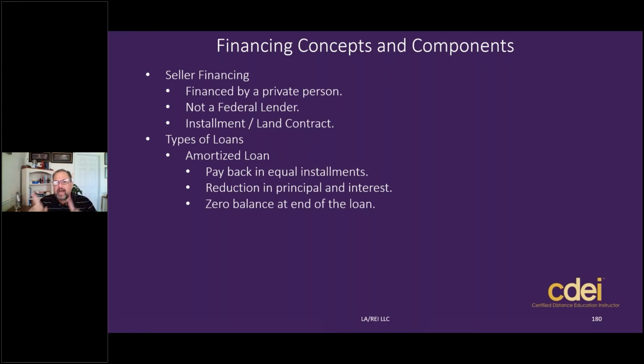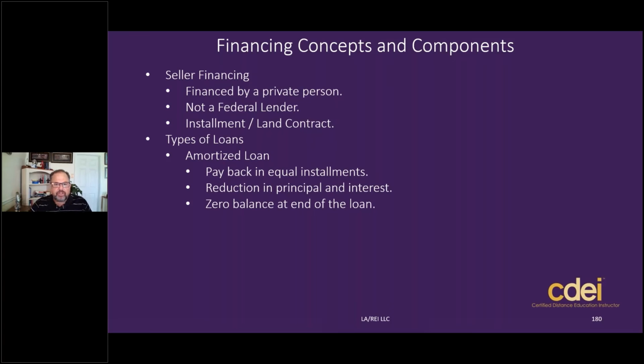So amortize means to pay back. Equal installments. Remember, the payment of principal and interest is going to be the same all the way through the term of the loan. It does reduce the principal. It is a price reduction until it gets down to zero balance at the end of the loan.